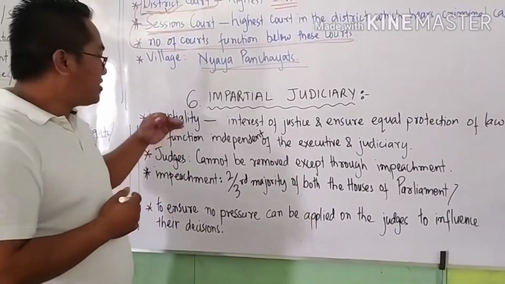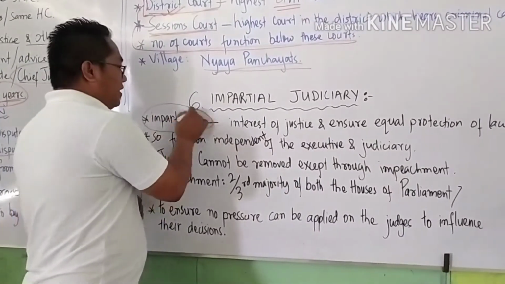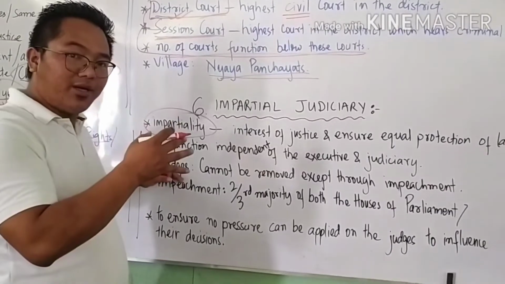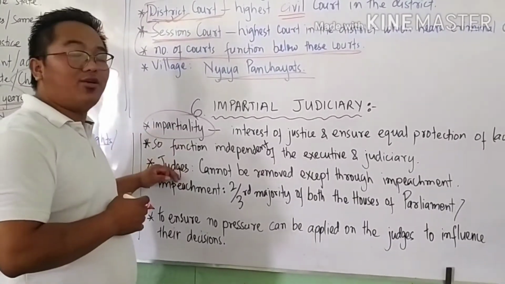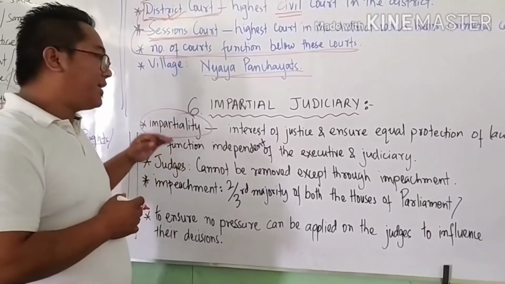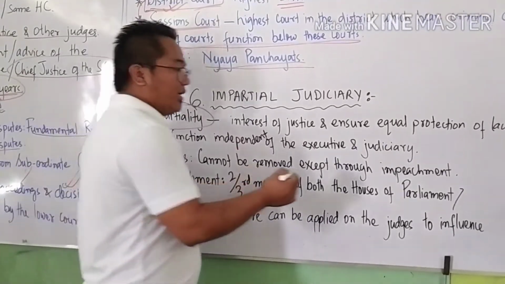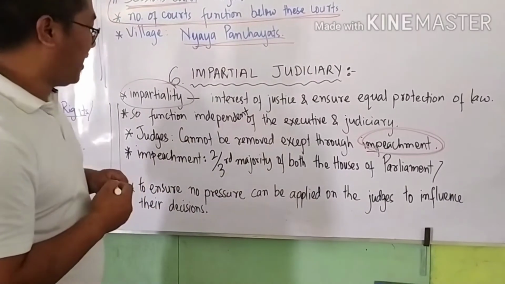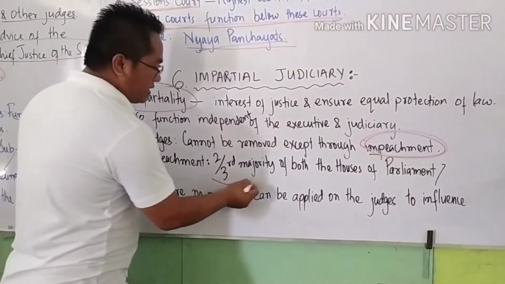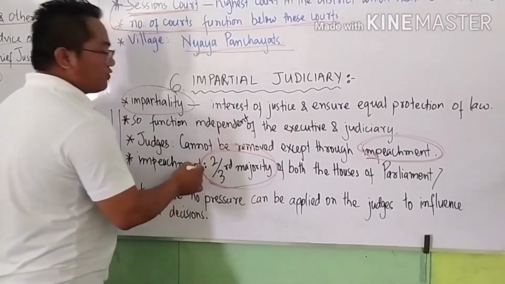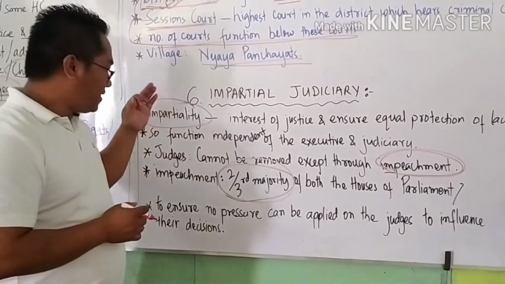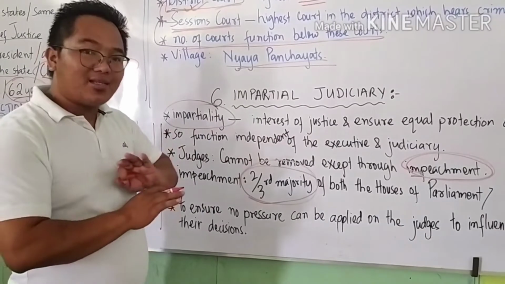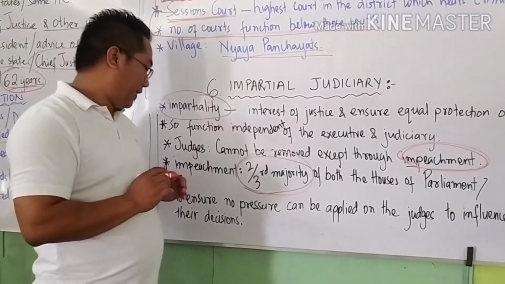And to ensure that there is impartiality, the judges in the judiciary system cannot be removed easily. They can be removed only through impeachment in the parliament. Even for impeachment, a 2/3 majority of both the houses should vote in favor of impeachment of such and such judge. This has never occurred so far in the history of India.